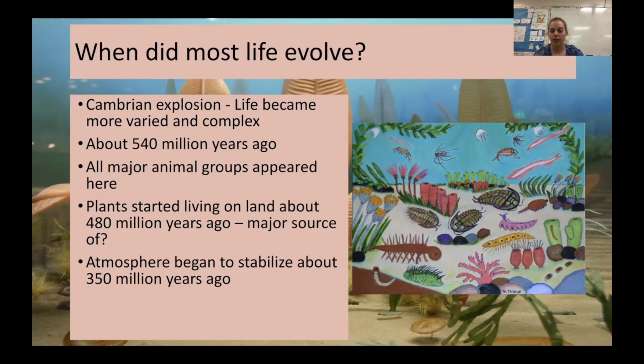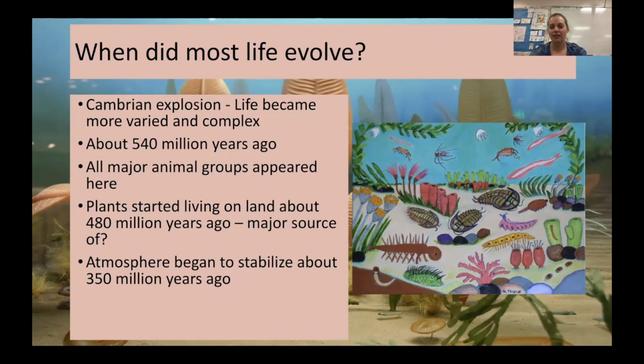After the Cambrian explosion, we had a mass extinction and lots of organisms were wiped out. Plants started living on land about 480 million years ago. This was a major source of oxygen being added again to the environment. And it appears that plants colonized land before animals did. We'll look more at those steps a little bit later. The atmosphere began to stabilize with oxygen and carbon dioxide around 350 million years ago, and it's remained about the same ever since.